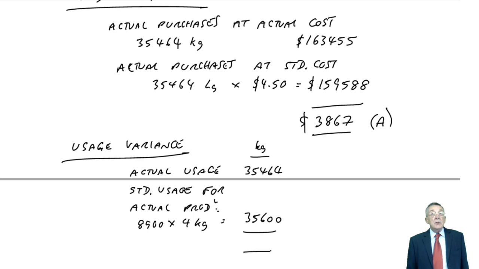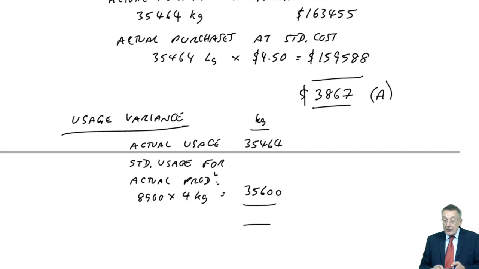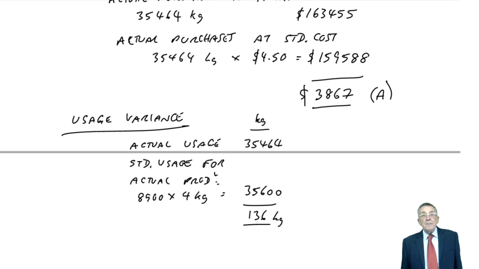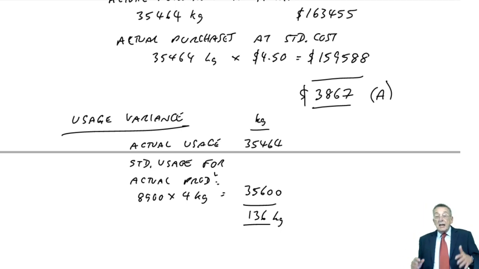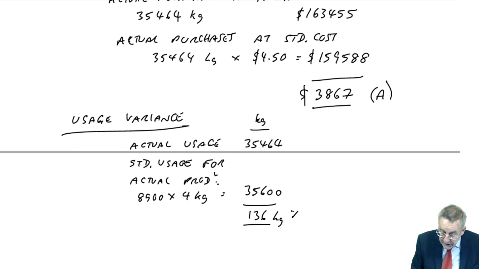And so in kilos, did we use more or less? Well, in kilos, we actually used a bit less than we would have expected. So 35,600 minus 35,464, 136 kilos. And if everything else had been perfect, if we had paid the right price per kilo, using less material would have saved us money. And how much would it have saved us?